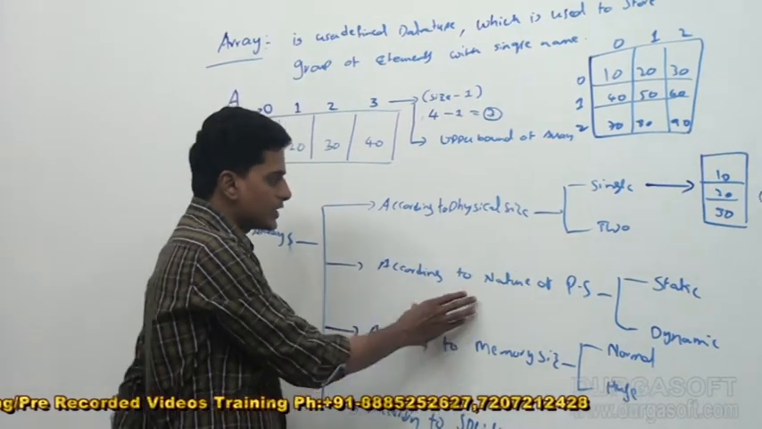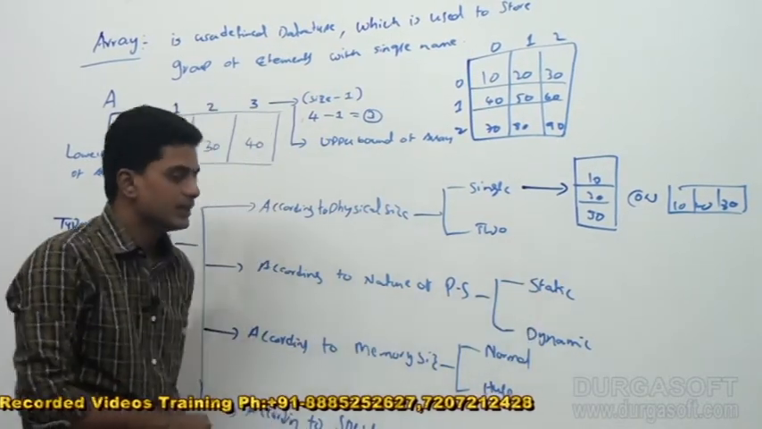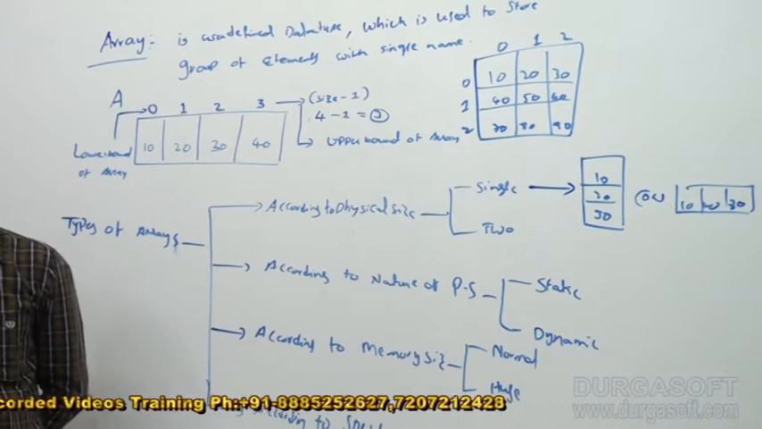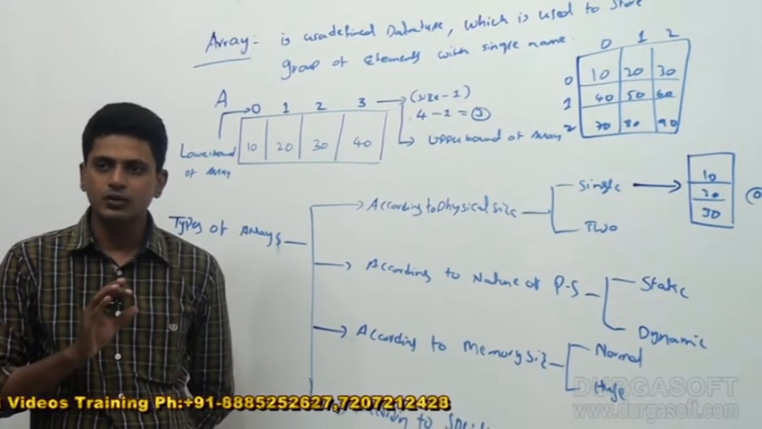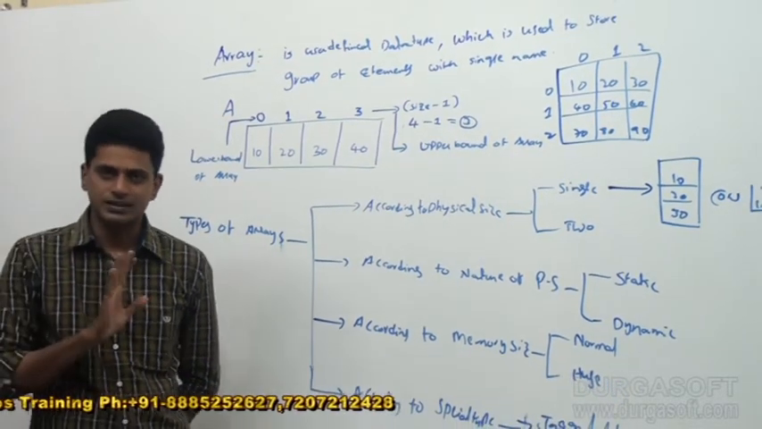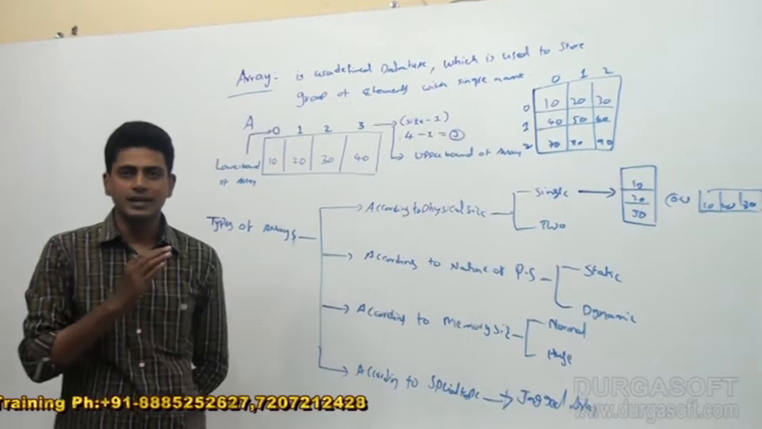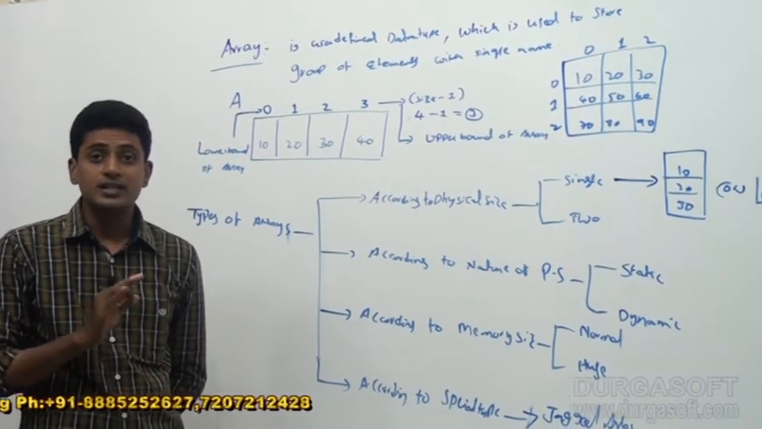So according to the nature of physical size, arrays are static and dynamic. A static array means an array whose size is fixed. We cannot change the array size at runtime. How much size we have given while creating the array, that size is fixed. That type of array is called a static array.